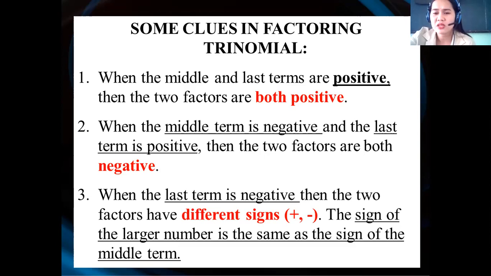Pag yung middle term is negative, yung nasa gitna, and then yung nasa hulihang term is positive, then yung dalawang factors mo ay negative. And lastly, when the last term is negative, the two factors must have different signs. So pag yung nasa hulihang term is negative, ang sign dapat ng larger number mo is the same doon sa middle term. So saan ka magbe-base? Sa middle term. Pag positive ang middle term, then ang sign ng larger number mo is positive. Pag negative ang middle term, then ang sign ng larger number mo is negative.